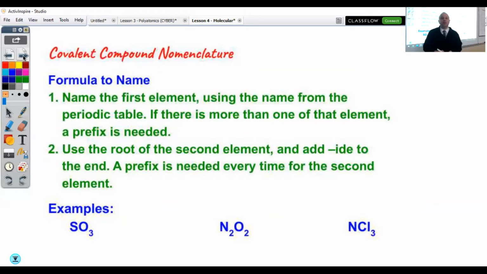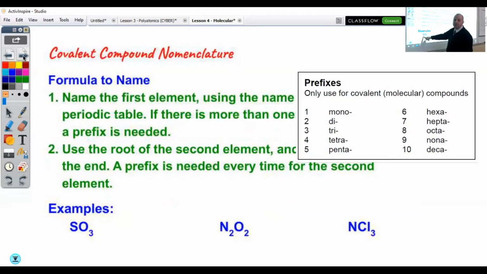So let's take a look at our three examples. Here we have sulfur. There's just one of them, so we're not going to include a prefix. There are three oxygens. So in this case, we're going to write trioxide.